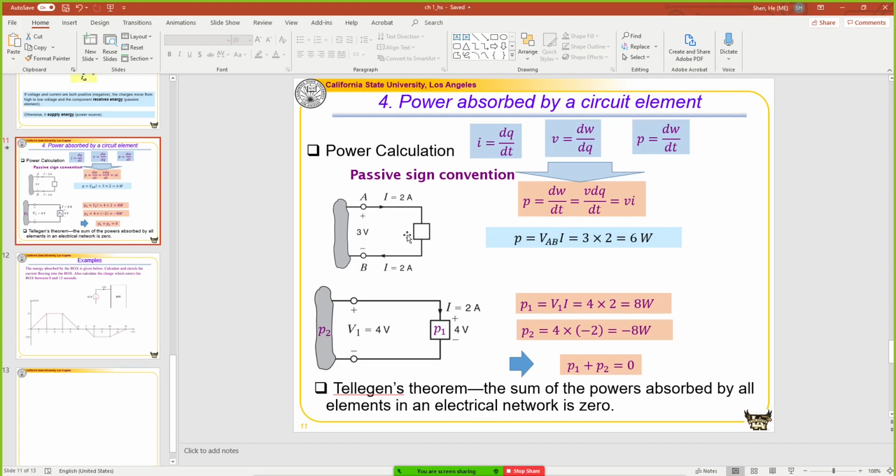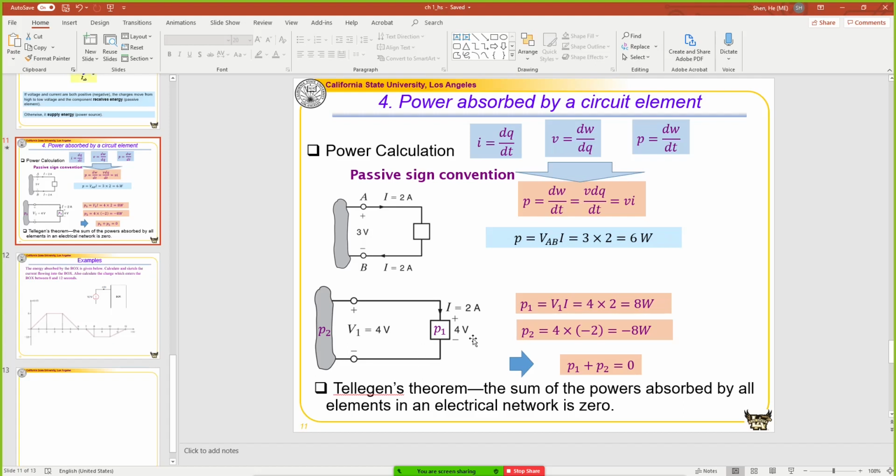And in this example, let's take a look. For this element over here, the reference polarity for the voltage is positive on the top, negative on the bottom. And following the passive sign convention, we need to define the current flow from this end to the other end. So this is current I, and this voltage is 3 volts. They follow the passive sign convention. So the power is equal to 3 times 2, which is equal to 6 watts. And we also know that it's positive, so it means that it absorbs energy. We can also say it absorbs energy at a power of 6 watts.